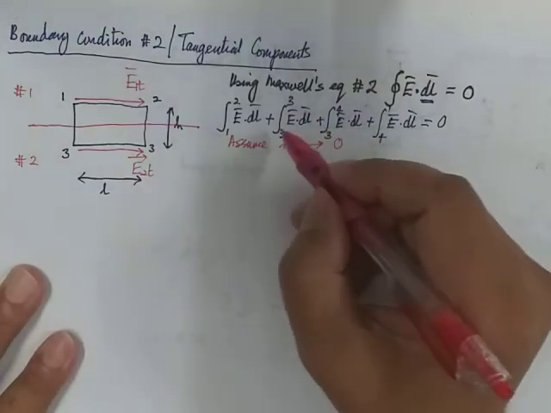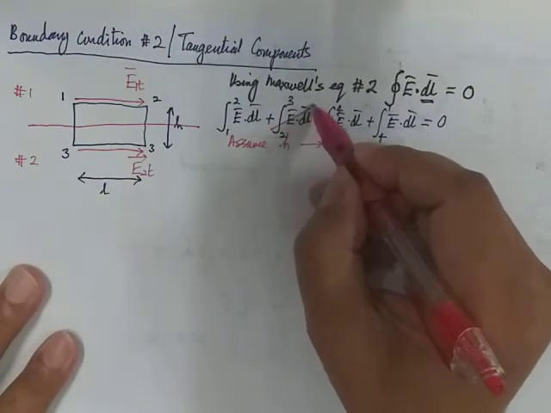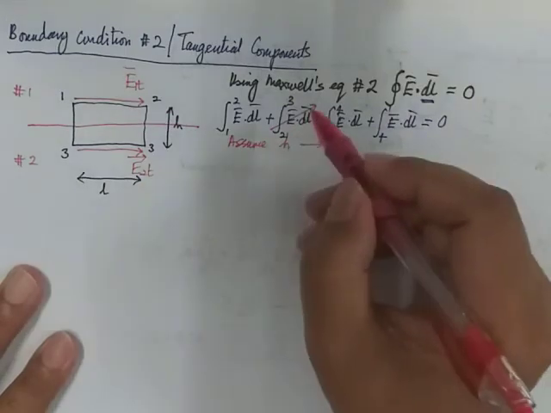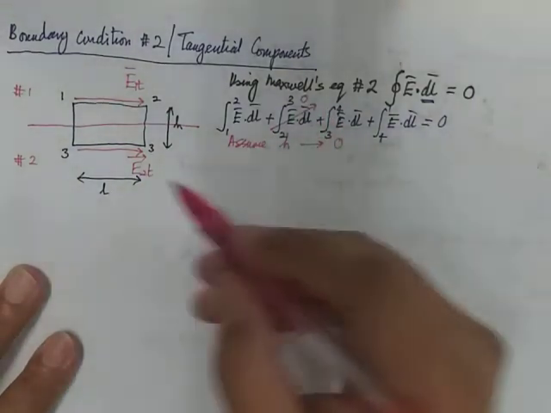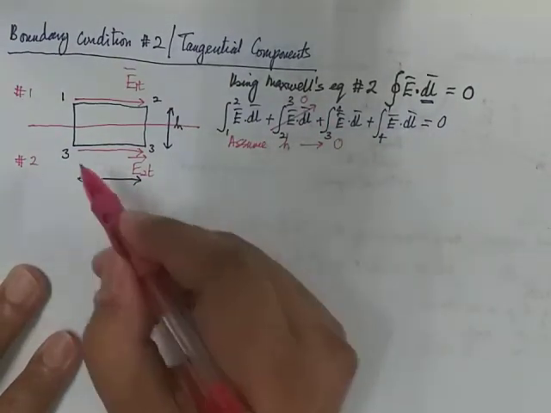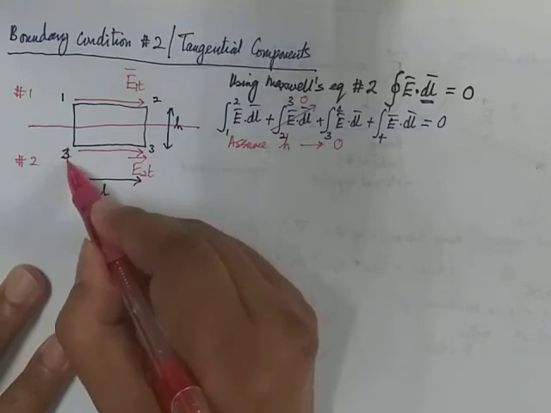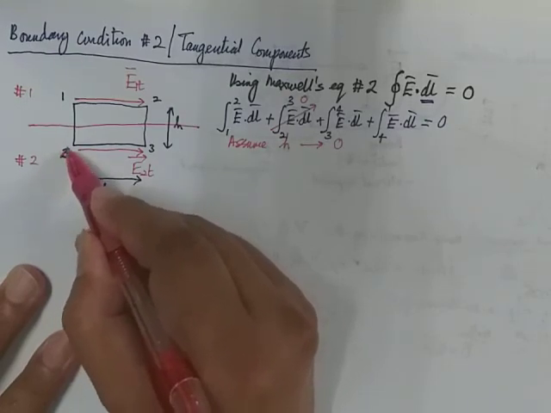So I'm going to state now, due to that assumption, the term from 2 to 3 is going to end with 0. And the term from 3 to 1, sorry, this should be 4. I'm very sorry.